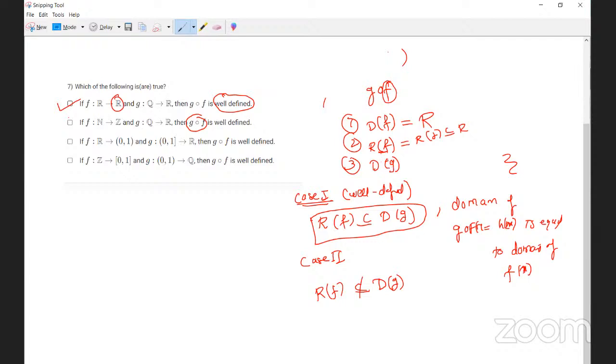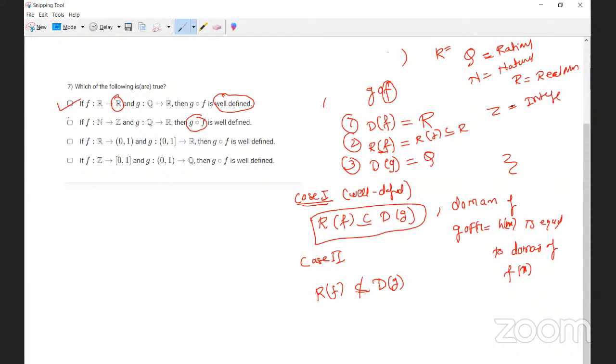Now what is the domain of g here, just for the first function only? Q, right? So what is Q here? R stands for all the real numbers. Q stands for rational numbers. N stands for natural numbers, and Z stands for integers.